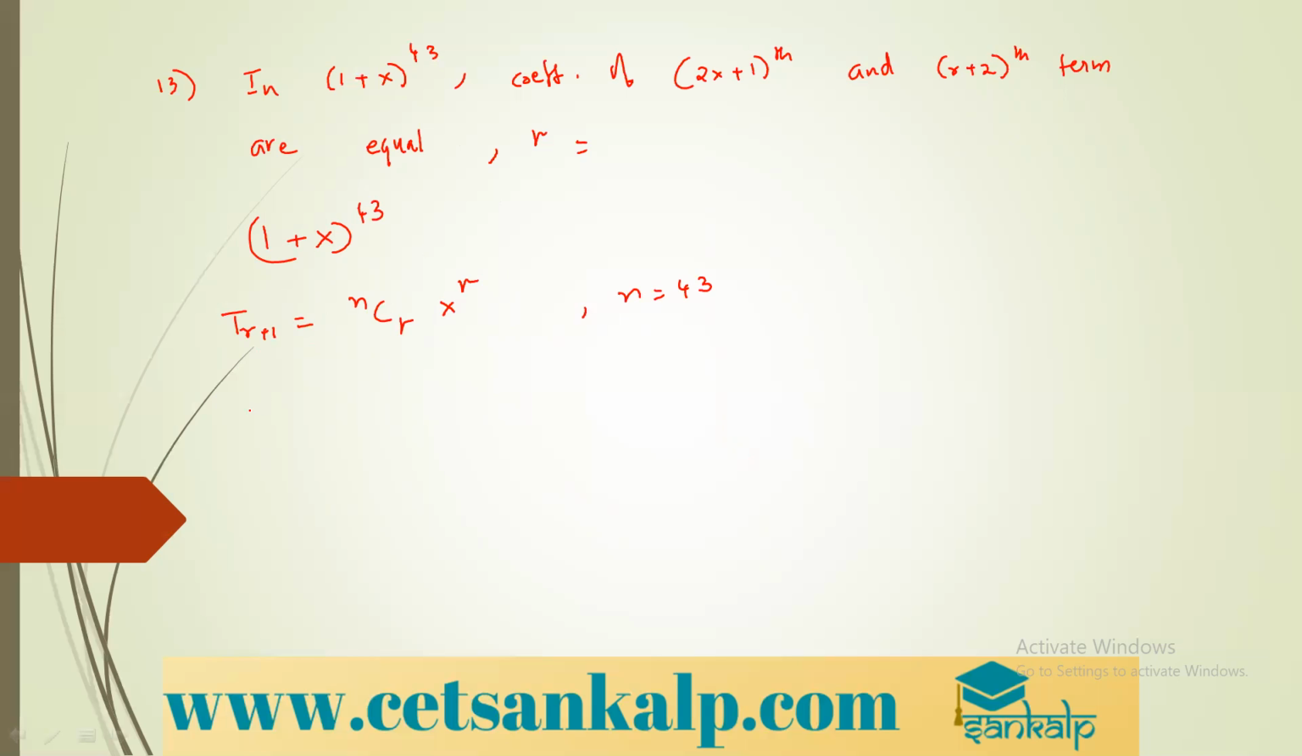Now when I take the (2r + 1)th term, what should r be equal to? I have to put r as 2r. So n is 43, r is 2r, x to the power 2r. Now when I take the (r + 2)th term, I have to put r plus 1. So n is 43, r is r plus 1, x to the power r plus 1.